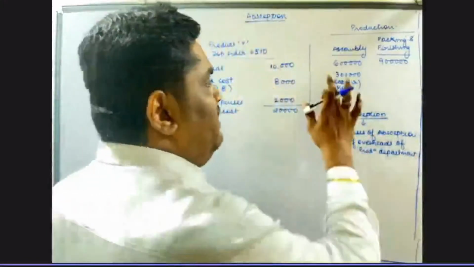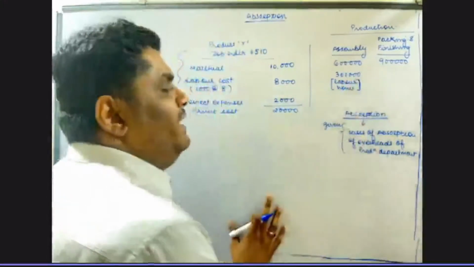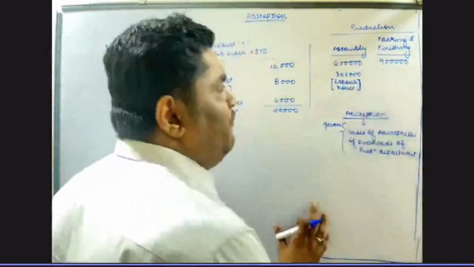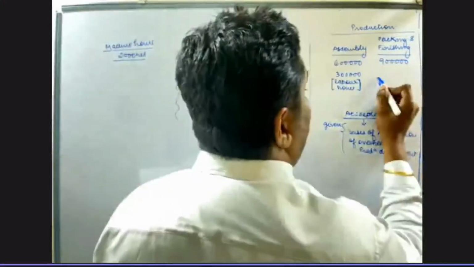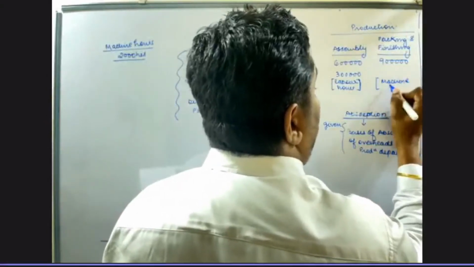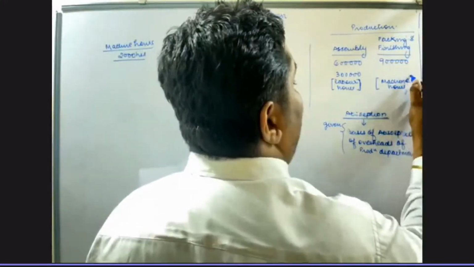So herein, in this question, the information is given that the overheads of the assembly department are to be absorbed on the basis of labor hours, and the overheads of packing and finishing department are to be absorbed on the basis of machine hours. And the total machine hours are also given, let's say 6 lakh.